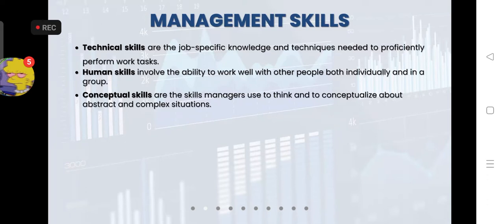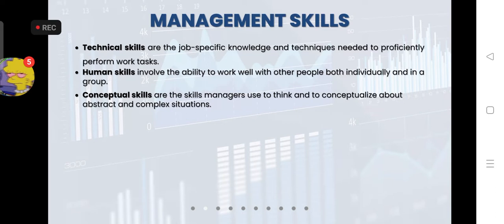So human skills involve the ability to work well with other people, both individually and in a group. These are the manager's ability to motivate, lead, and control the behavior of his or her subordinates. So we have conceptual skills, which are the skills managers use to think and conceptualize about abstract and complex situations. This skill includes having critical thinking, logical thinking, multitasking, decision-making, and troubleshooting.